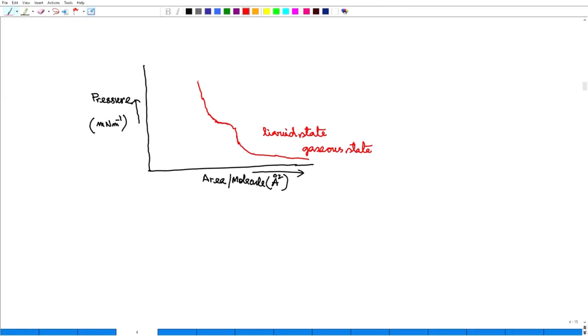So I am moving, so pressure will be tremendously increasing. And after a certain point, pressure can no longer take it, the molecules can no longer take it, then it will collapse. So this point is solid-like state, and this is collapse.